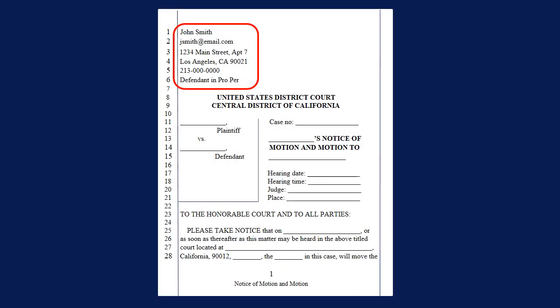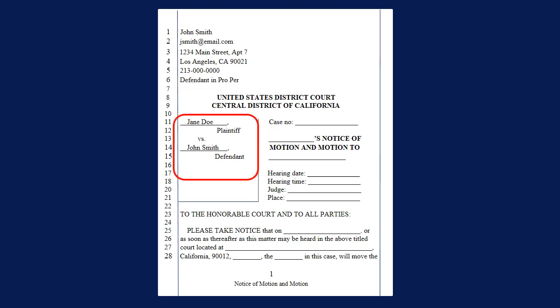First, start by filling in your name, email, address, and phone number at the top left of the first page. State whether you are the plaintiff or the defendant in the case. Next, fill in the caption block with the name of the plaintiff and the defendant. You can copy this information from the complaint or any other document in your case. Write in your full case number here.